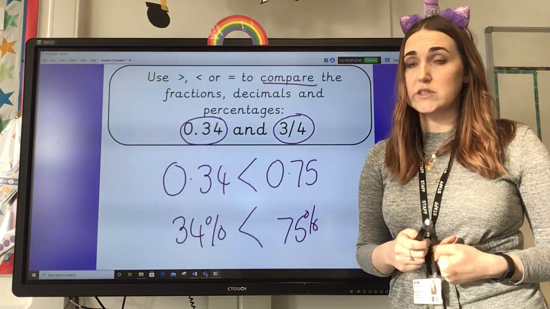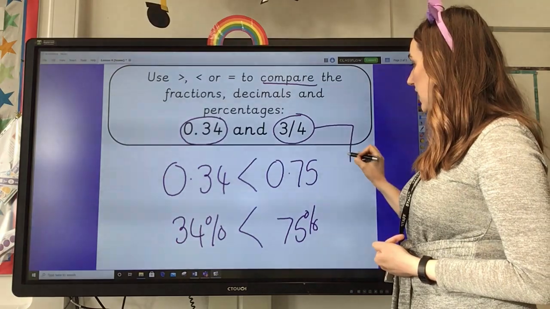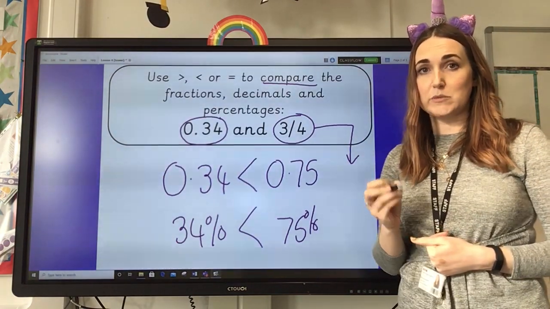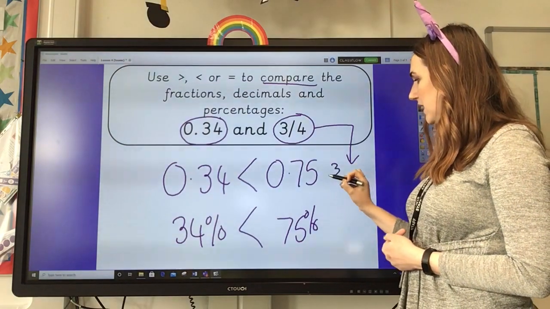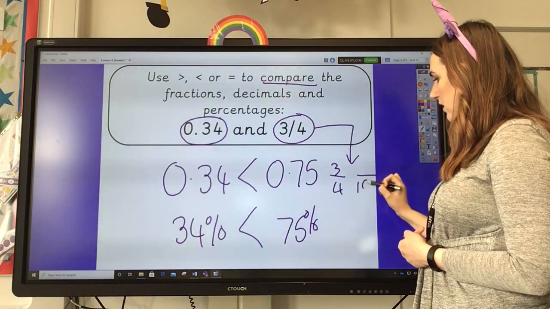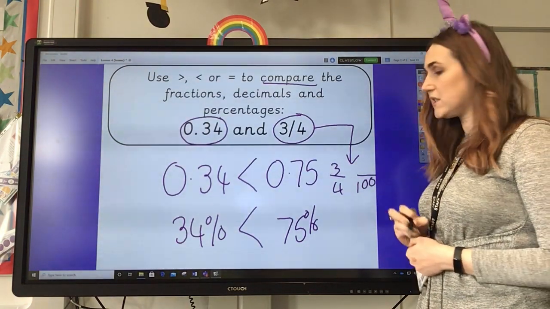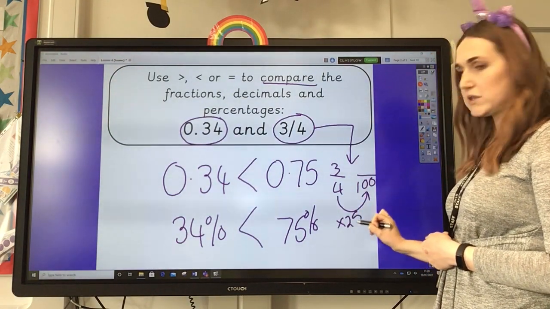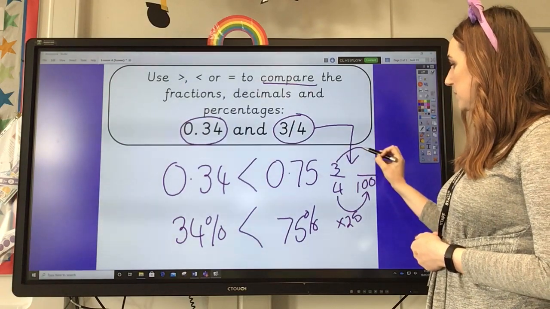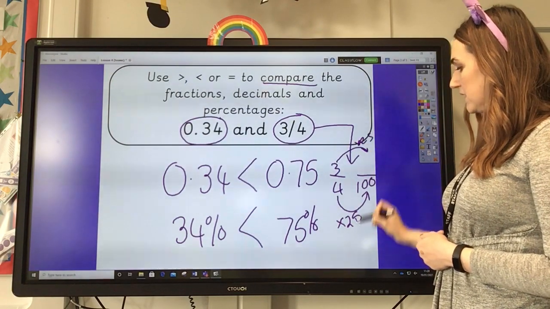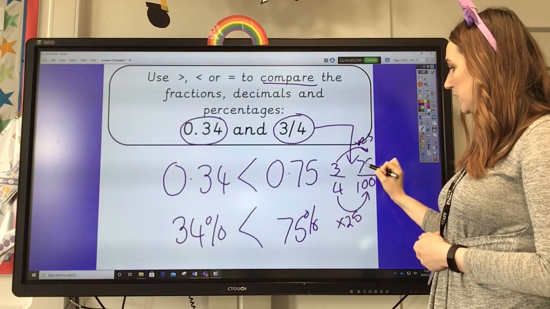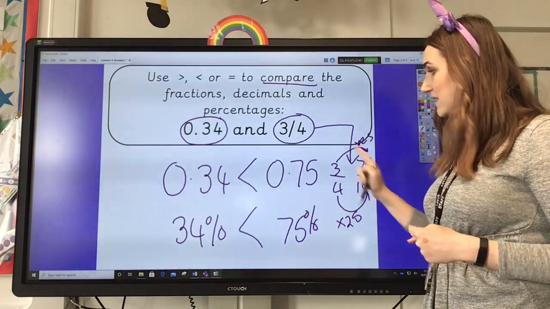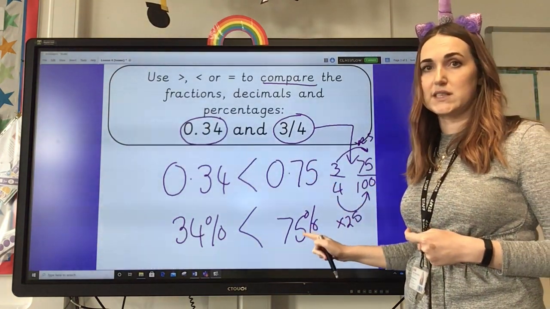If you don't want to use a calculator to turn this fraction into a decimal or percentage, we can do what we did yesterday, which is where we turn it into a fraction over 100, and we can think, what did I times the bottom by? In this case it was 25. What did I times the top by? The same, 25. So my new numerator would be 75 over 100, which you know relates to 0.75 or 75%.